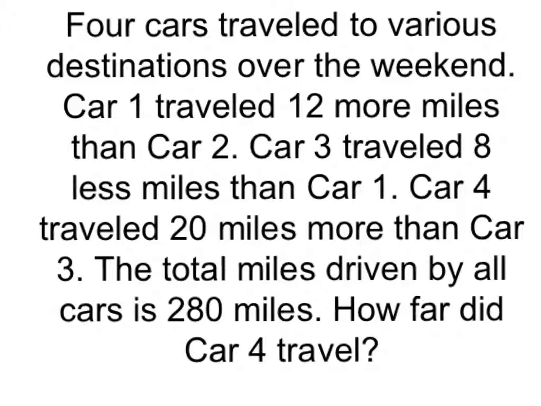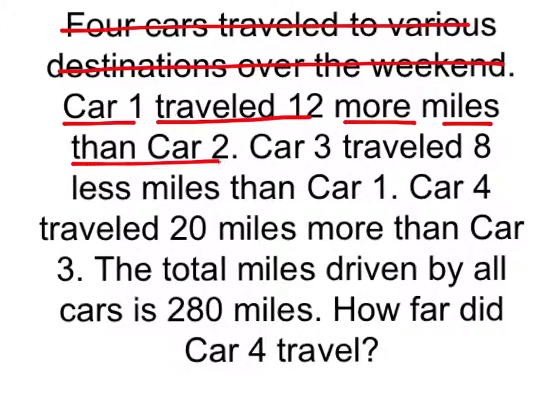So we'll do this. 4 cars traveled to various destinations over the weekend. You don't need that. It's gone. Car 1 traveled 12 more miles than car 2. Do I learn anything at all about car 2 in that sentence? No, only car 1. Is car 2 referenced anymore in the rest of the problem? No. So do we know anything at all about car 2 once we finish reading the problem? So car 2 is going to be X, right.